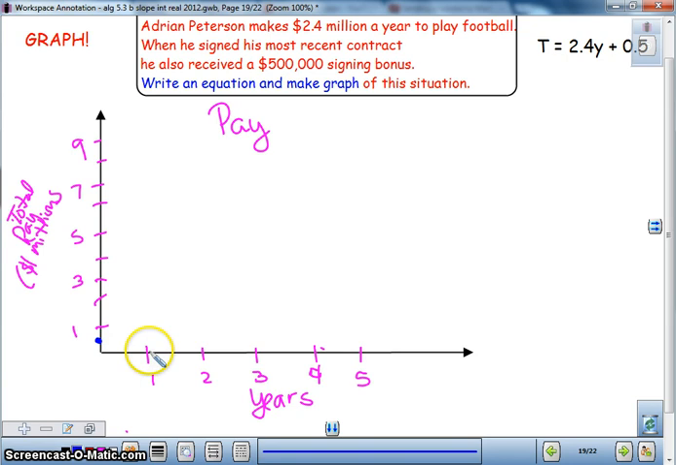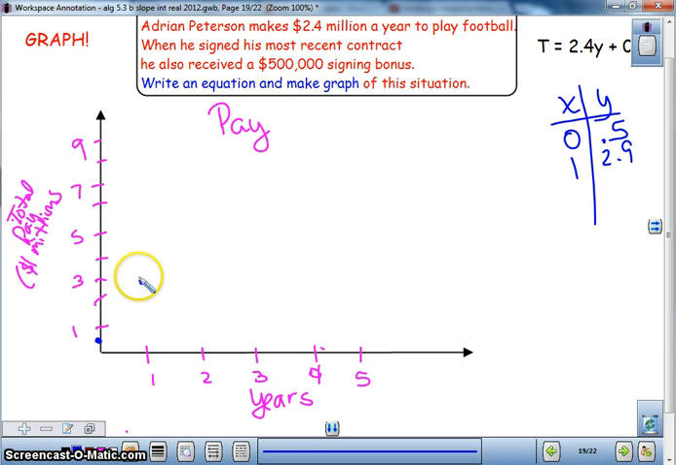But after a year, where is his salary going to be? So after a year, he has that signing bonus, 2.5, plus the 0.5. And if it helps you to think of a table of values, you can use a table also, like we did earlier. At 0, he's at 0.5 million. After a year, he is now at 2.9, or almost $3 million.